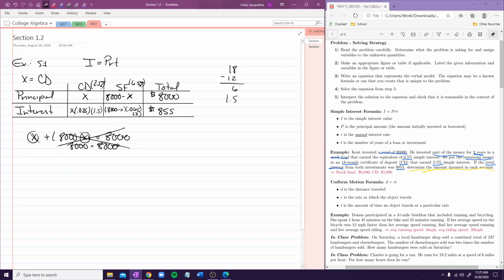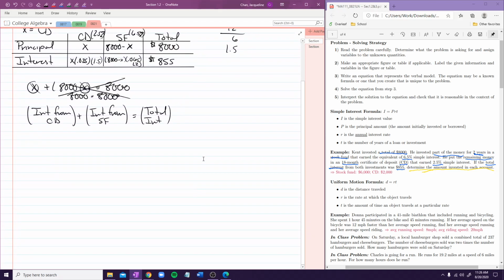So let's go back to the scratch board. What else do we know? We know that if we add the interest of the CD plus the interest of the stock fund, we will get $855. I'll write it in words first. So the interest, I'm going to put INT, interest from the CD plus the interest from the stock fund, we know that is equal to the total interest.